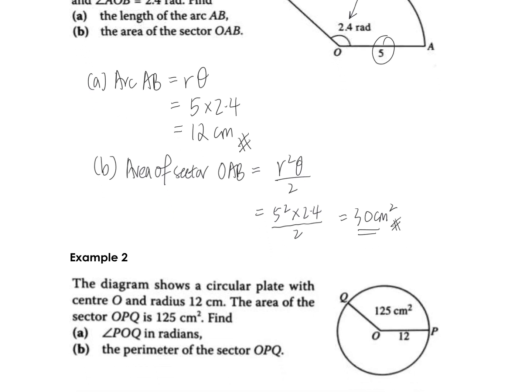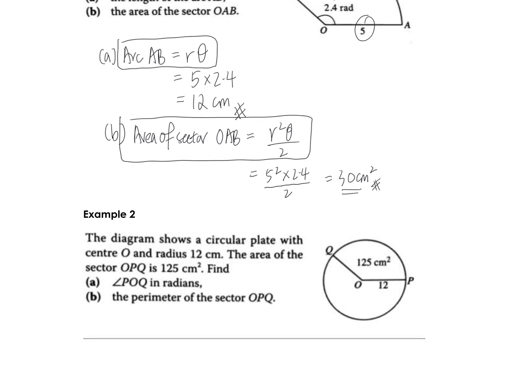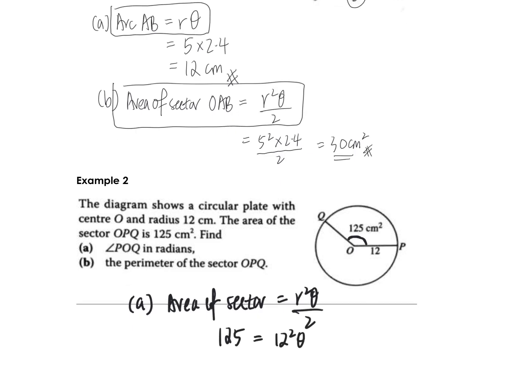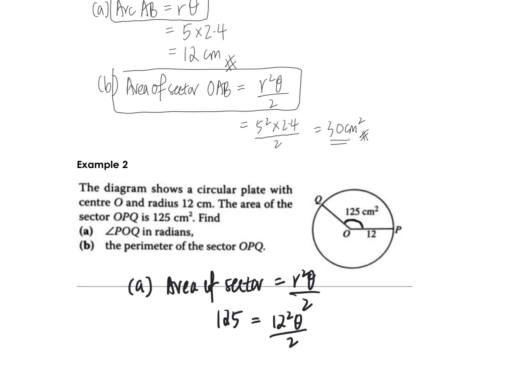Very easy formulas. Easier than the degree one, if you ask me. Okay, next one. They say, can you find this angle in radians? So that means they are telling you to operate in radian mode. So area of sector is r squared theta over 2. So put in 125, put in your 12. So 12 squared divided by 2 is just 72.